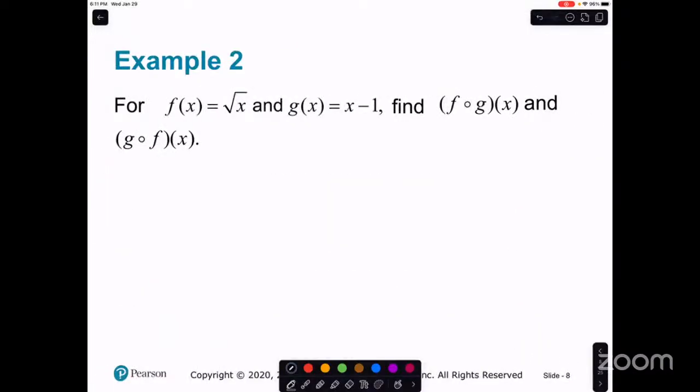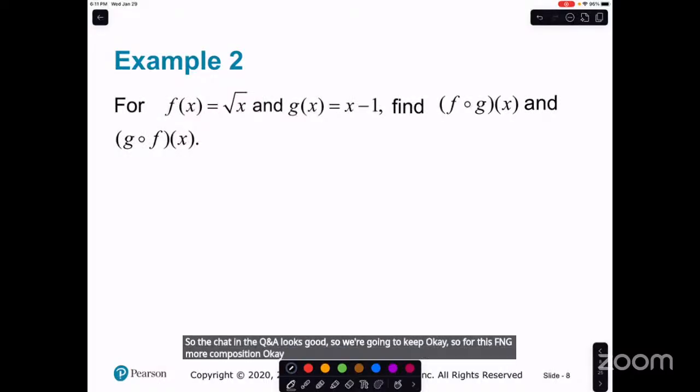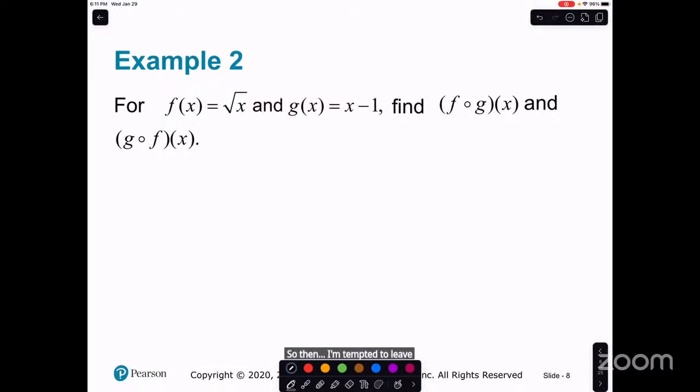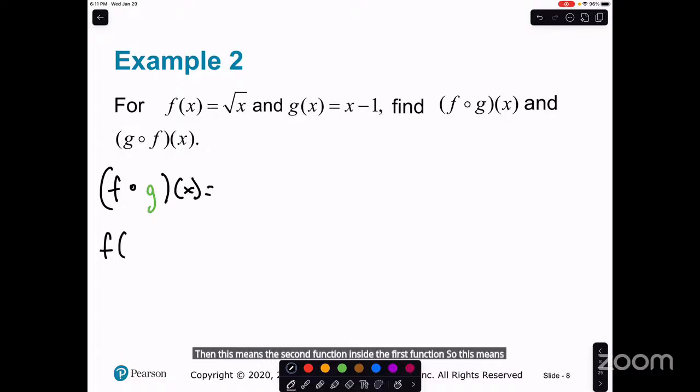Okay, so for this F and G composition, I'm tempted to leave this as an exercise just for the sake of time. Let's see the time. We can do it. It won't take that long. So then, F of G of x, all right? F compose G of x. Again, this means the second function inside the first function. So this means F of G of x.